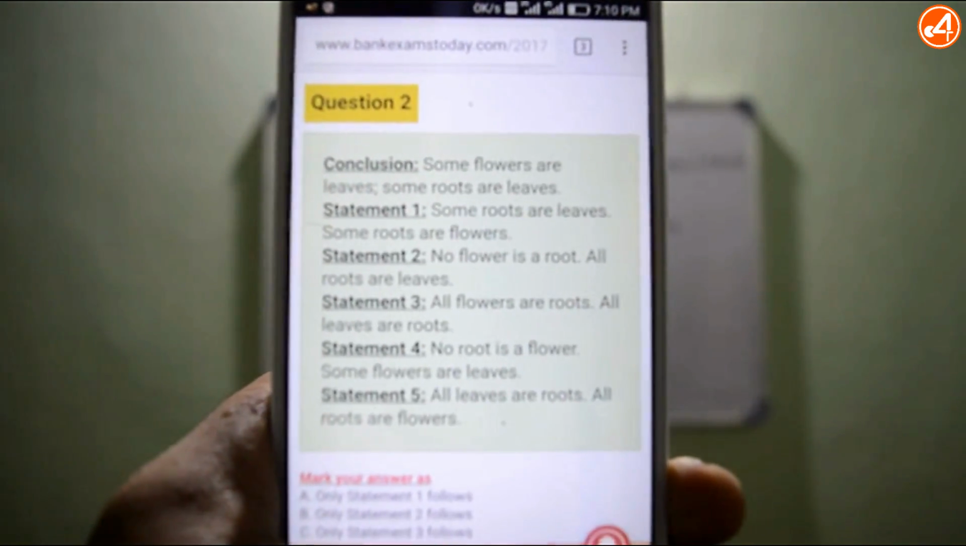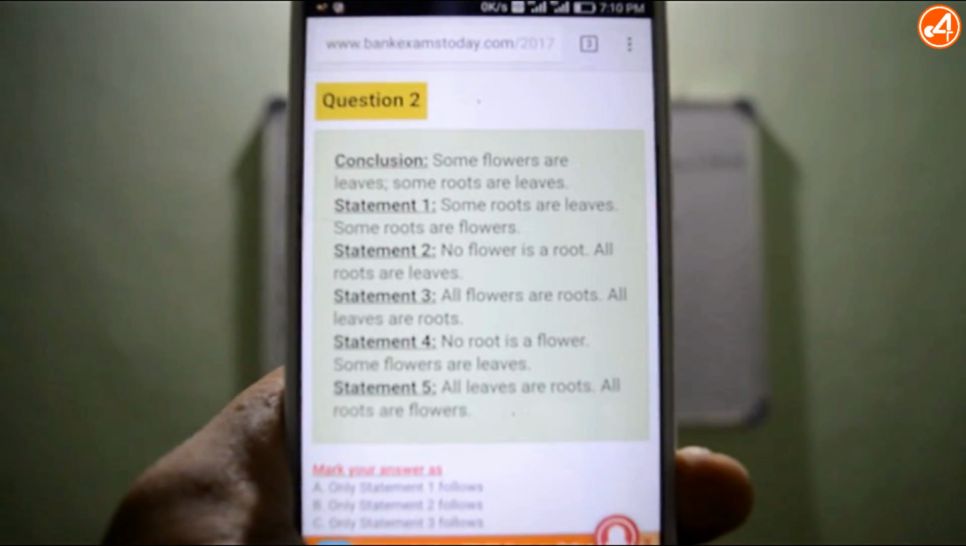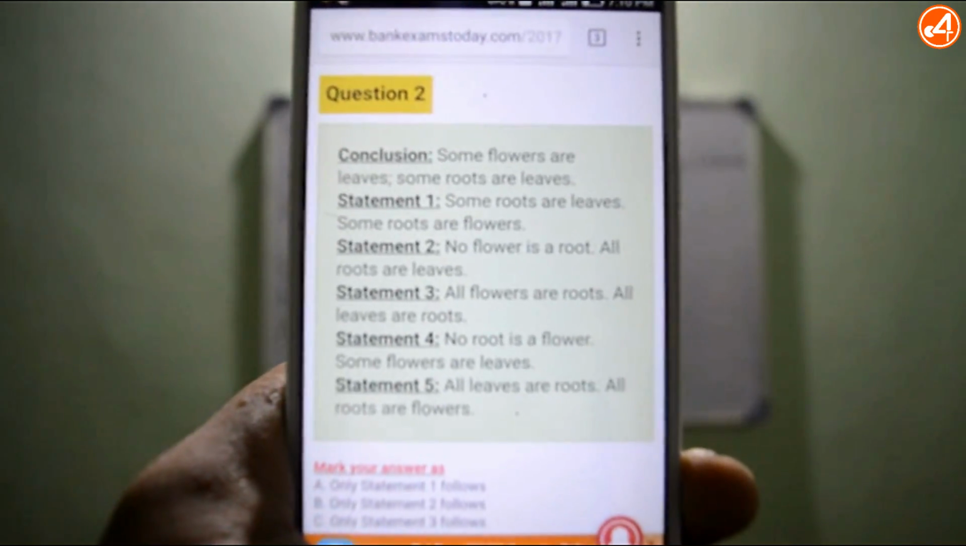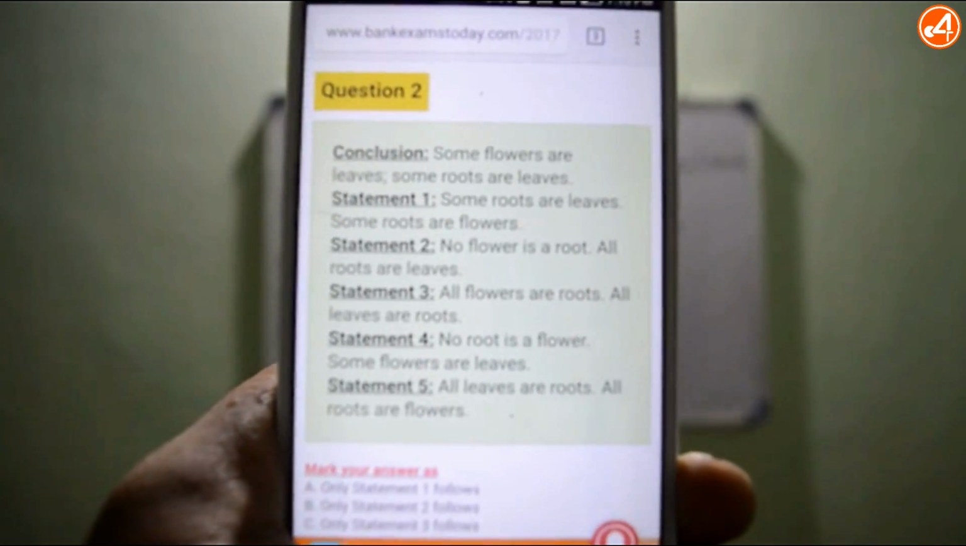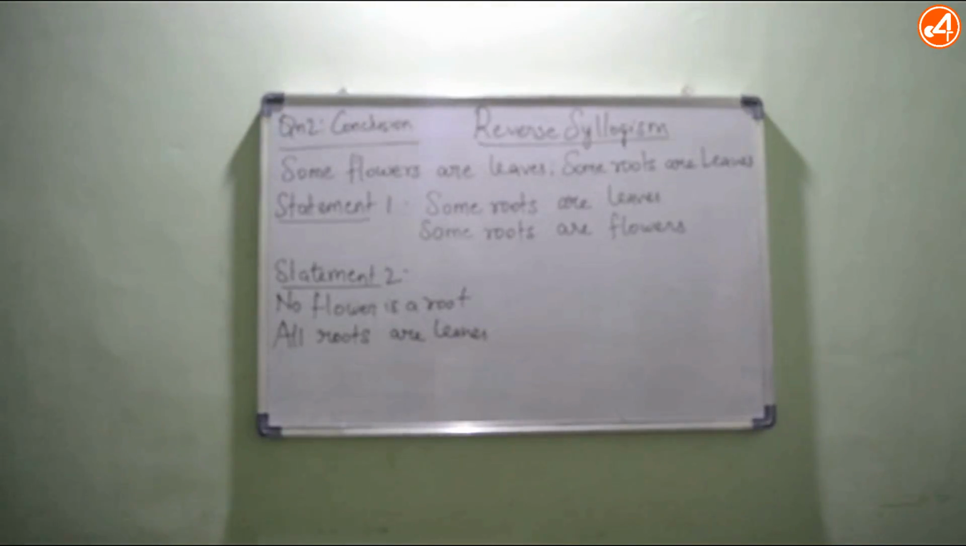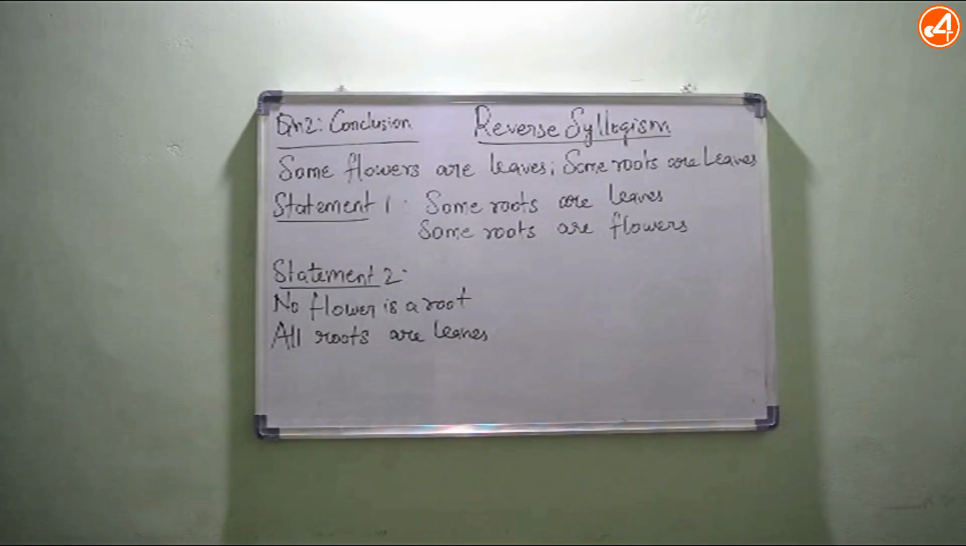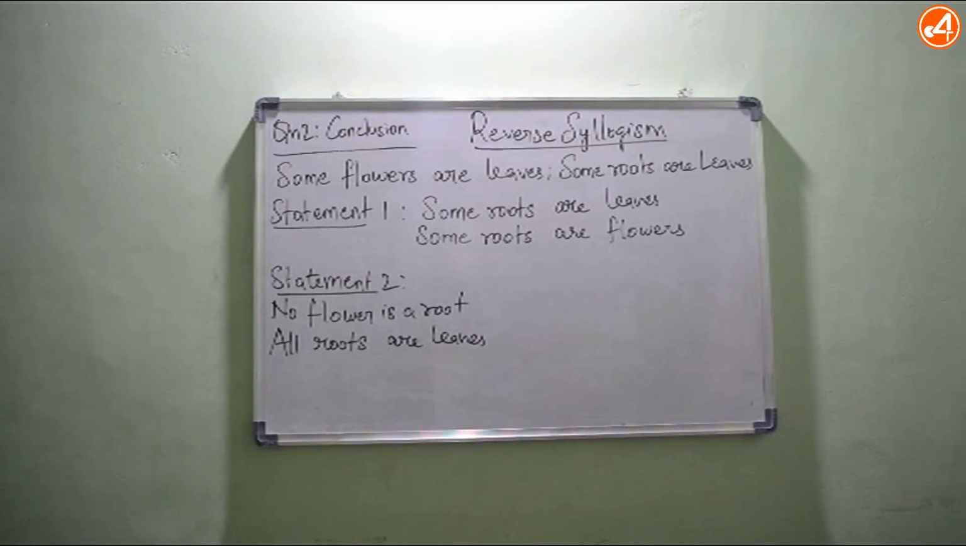And this is the second question. As you see in the phone, it has one conclusion followed by 5 statements. And again, we saw the previous question. It comes from the topic called reverse syllogism. And here we go for one more example question for the same topic, reverse syllogism.